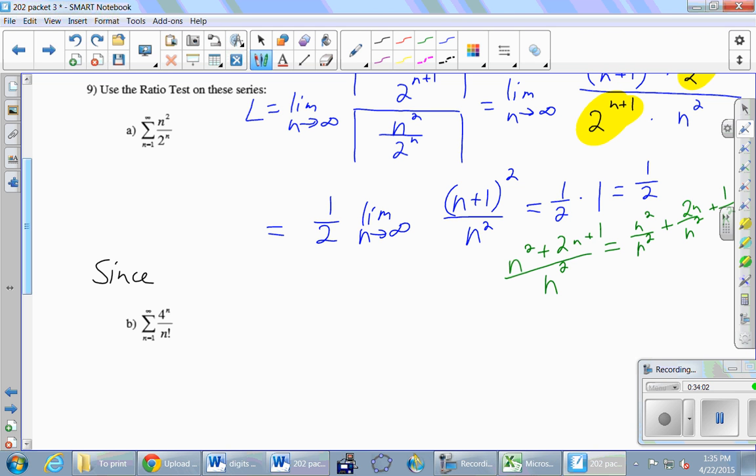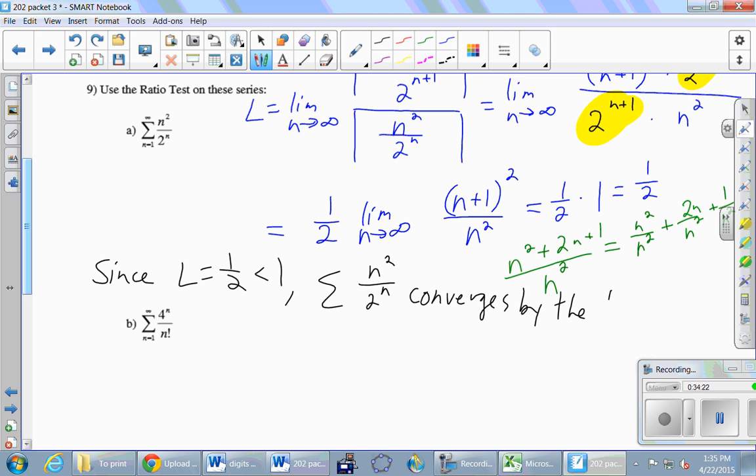Yeah. Okay, so since L equals a half, which is less than the magical number, which is 1 in this case, let's copy the original series, n squared over 2 to the n. What does it do? Converges by the ratio test. Not everything. We'll show you an example in a moment where it doesn't work.